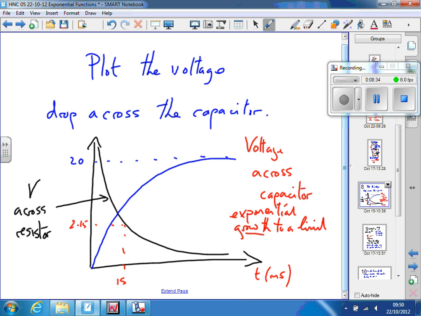Now we know what the function is for the voltage across the resistor. It's the voltage is V naught e to the minus t over RC, isn't it? What will the function across the capacitor look like? Thinking of what we were just talking about.